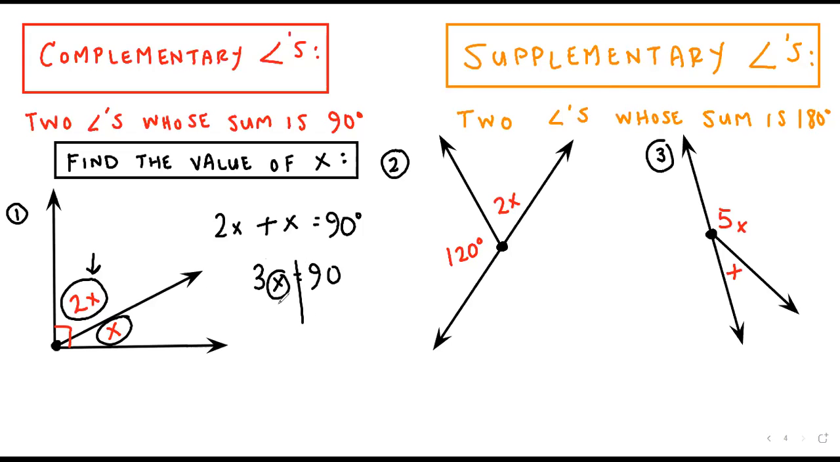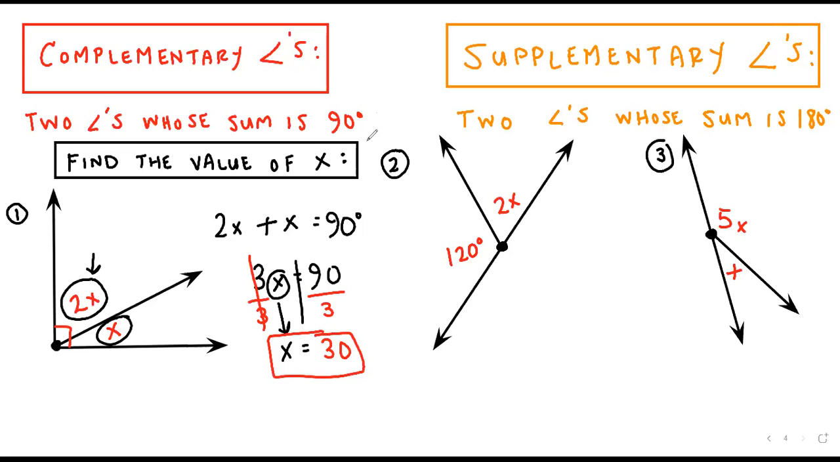Barrier, variable. No, don't do it yet. Do your opposite. If that's multiplication, the opposite will be division. So we're going to divide by 3. Whatever you do to one side, you do to the other. So that will give us that our x is equal to 30. So using complementary angles and algebra, we were able to figure out that x is equal to 30.